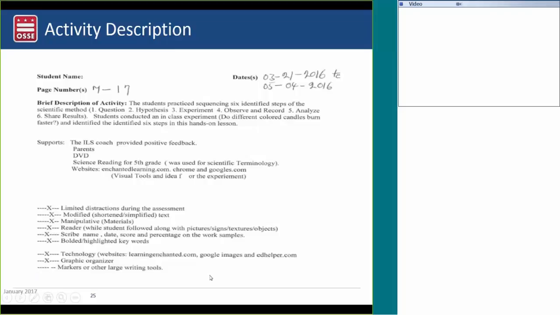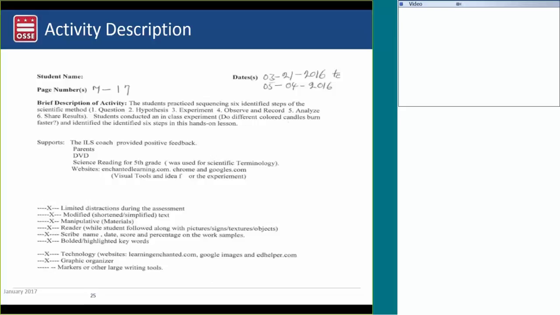Also, check your IEP. Your IEP should be listing accommodations for the classroom and for assessment. Make sure that not only do you use those, but that you list them on this form.